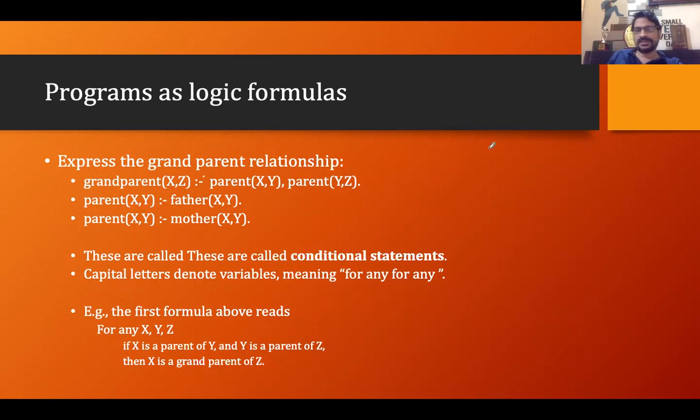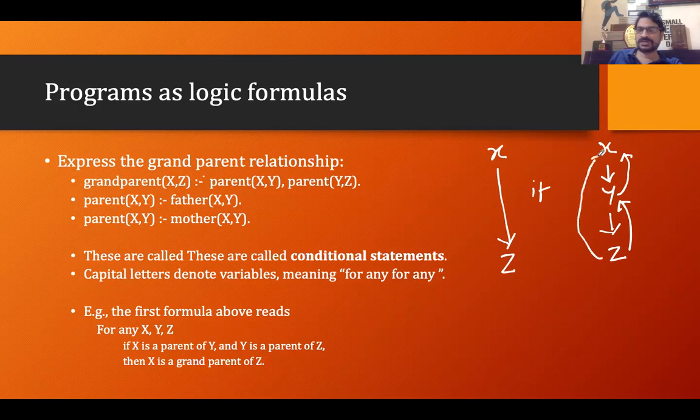It says that X is a grandparent of Z if X is a parent of Y and Y is a parent of Z. Now in this hierarchy, you can say that Z is a child. Who is the parent of Z? Y. And who is the parent of Y? X. So what is the relation between Z and X? Z is a grandchild of X. It means X is a grandparent of Z. So this is one fact.